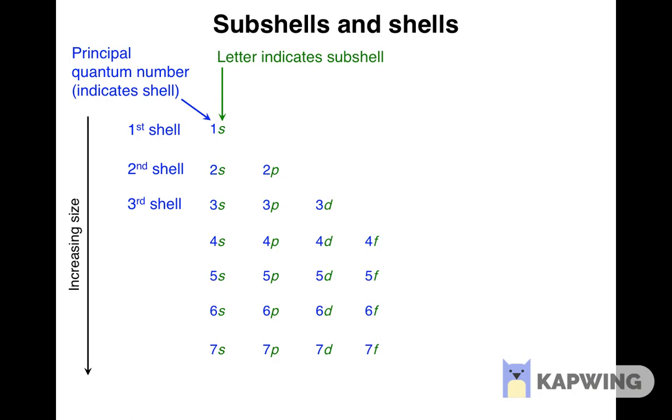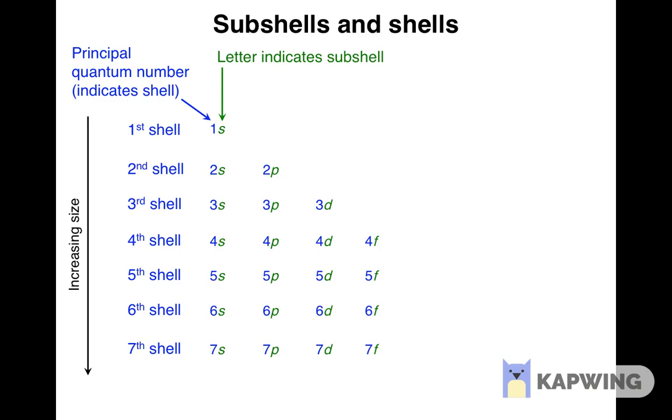The third shell consists of 3 subshells, 3s that consists of a single s orbital, 3p that consists of 3 p orbitals, and 3d that consists of 5 d orbitals. The fourth shell consists of 4 subshells, 4s that consists of 1 s orbital, 4p that consists of 3 p orbitals, 4d that consists of 5 d orbitals, and 4f that consists of 7 f orbitals. All subsequent shells are similar to the fourth. The fifth shell consists of 5s, 5p, 5d, and 5f subshells, and so on.